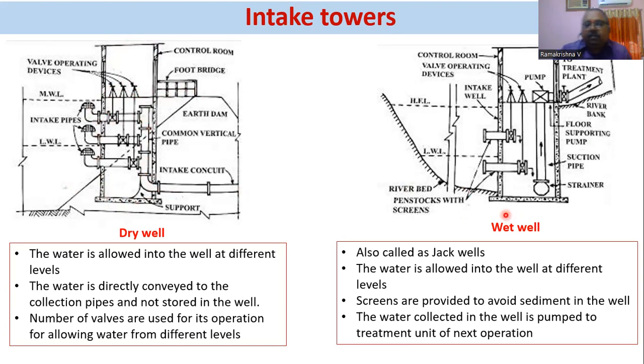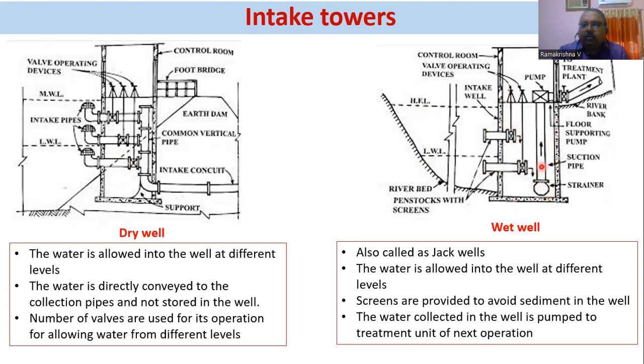Similarly, we have another, the wet well. Again, same construction. This is a tower we are constructing, and this is the river bed, right? And what you see here is the low water level, high water level, or high flood level, and there are different intake pipes. They are fitted with strainers here. Now you can see there is no common pipe like in the dry well. That means the water is allowed to store in the sump. We operate the valves to allow the water through the pipes, and now all the water is stored here.